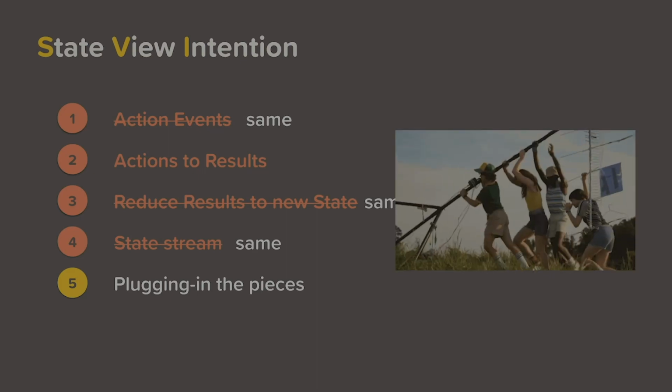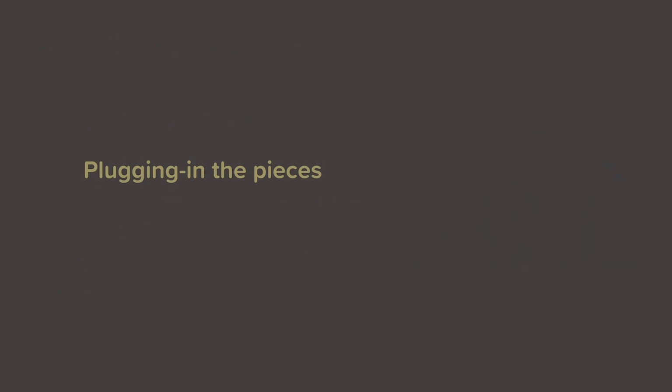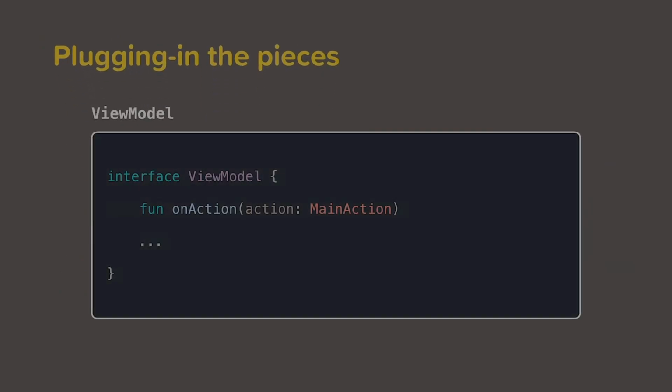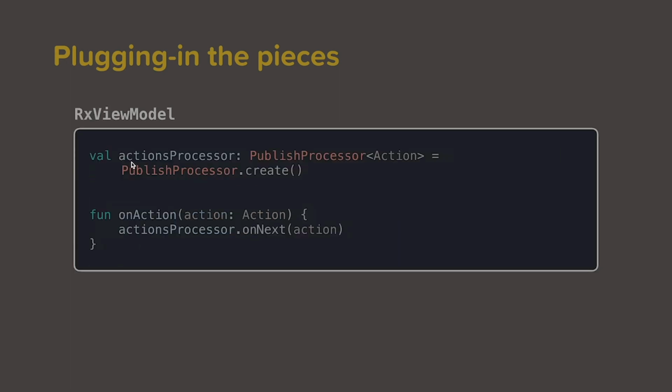So finally, now it's time to plug in all these pieces and create a cycle inside our view model. Let's begin with the last part. Inside our view model, if you remember, there was this interface, and we need to implement this particular onAction function. The view can call onAction to pass in different kinds of actions, and those actions need to create a stream. With RxJava, we can create a stream using this PublishProcessor, which is nothing but a subject. So we create this PublishProcessor, and inside onAction, we just pass all these actions into this PublishProcessor.